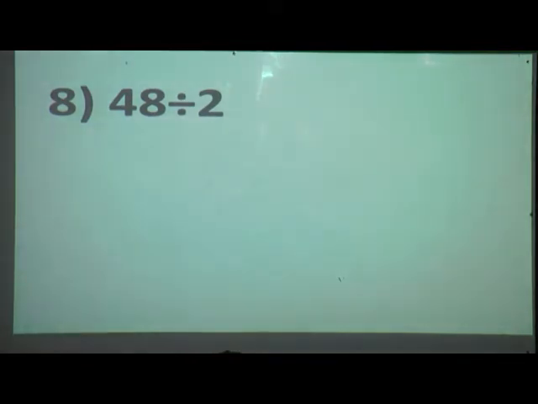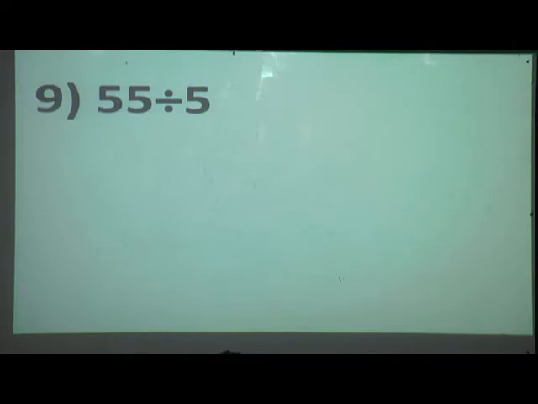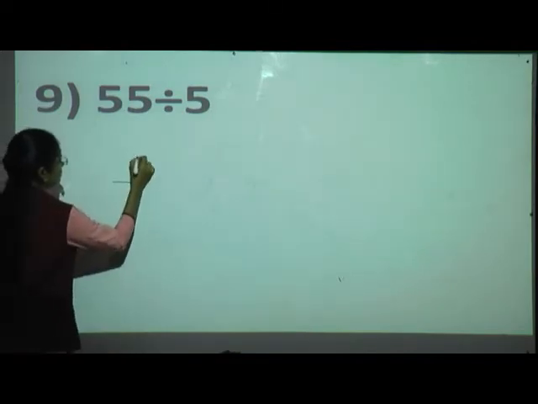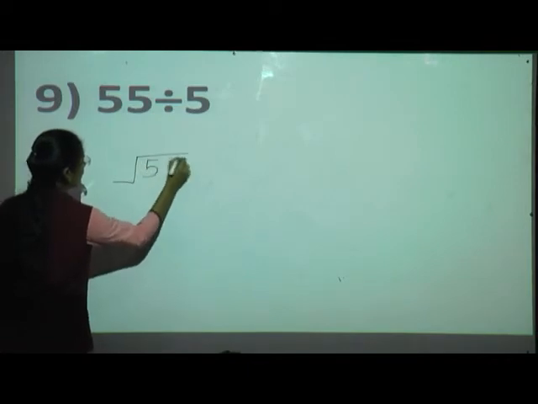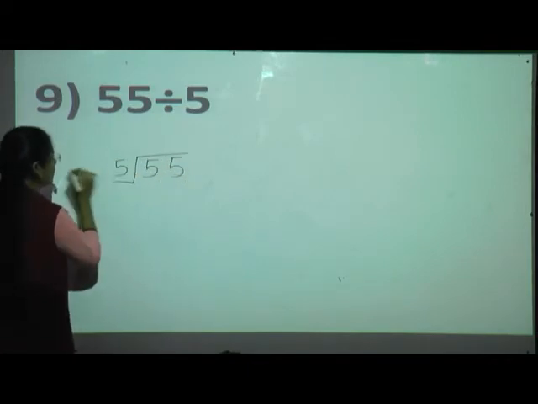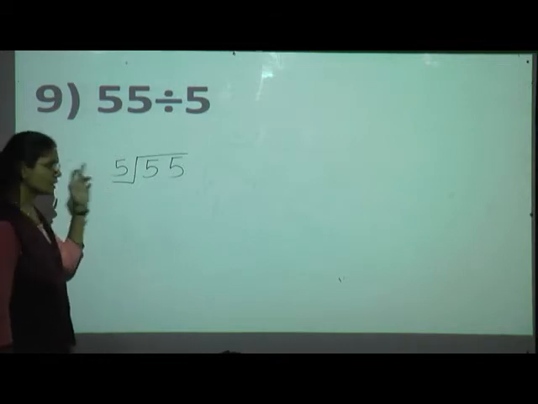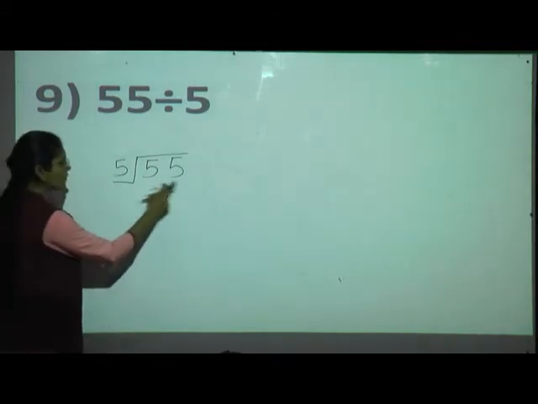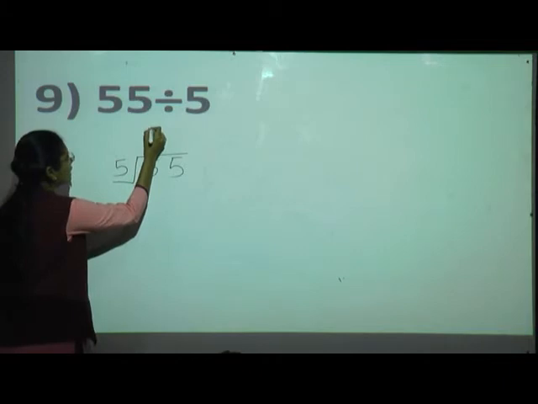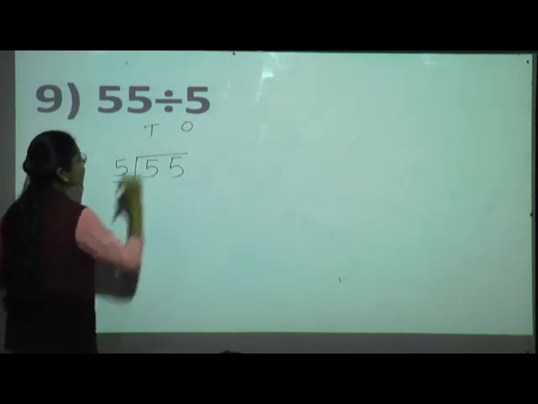Then the next, the ninth one, 55 divided by 5. Now students, in this example, what is the dividend? Yes, the dividend is 55. And what is the divisor? This 5 is called the divisor. Okay. Now 55 is a 2-digit number. So we'll write tens and ones here.